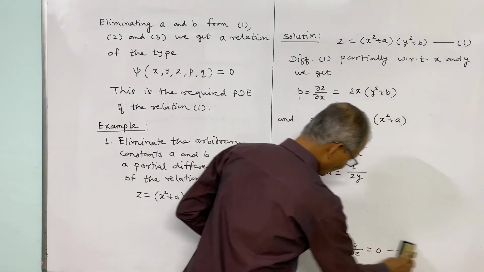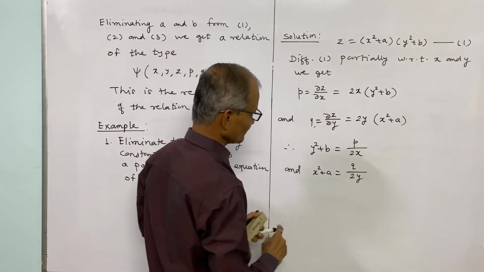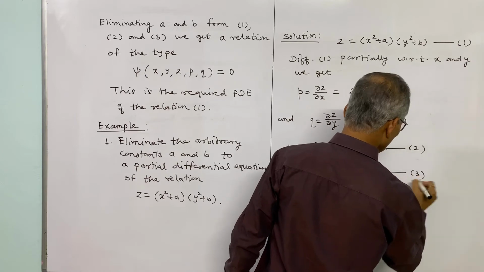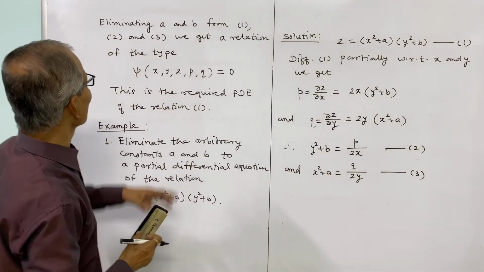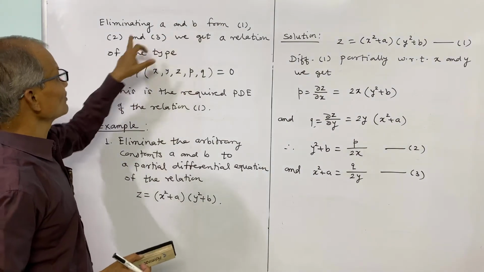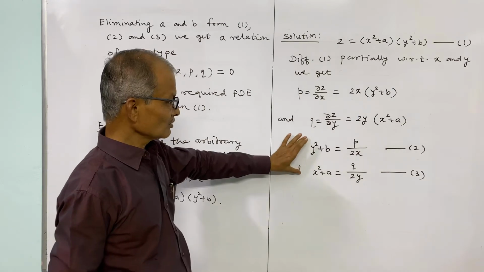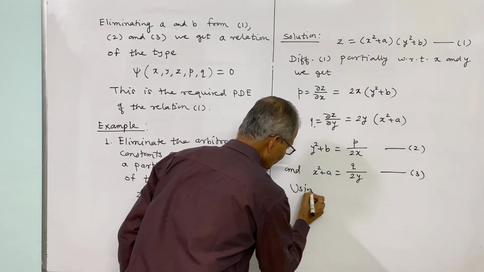So we may suppose these as 2 and 3. And now we say, using 2 and 3 in 1. So what we have written, eliminate a, b from 1 to 3. From 1, 2 and 3. So here we can use 2 and 3 in 1.